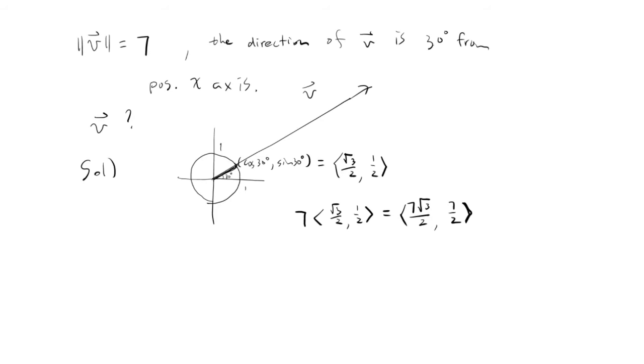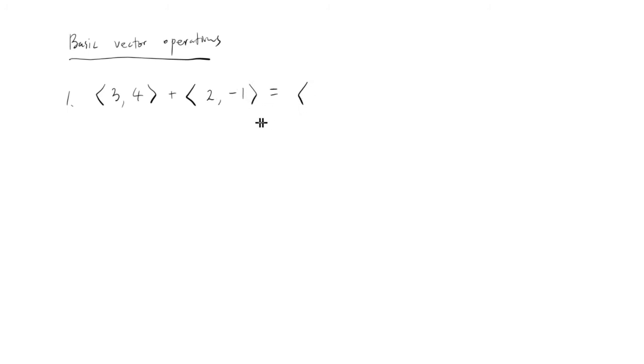Alright, so now let's talk about some properties of the basic vector operations. If you have vectors written as components, you can add two vectors. So let's say 3, 4. You can add to this 2, -1. Then that's this component-wise addition. 3 plus 2 is 5. 4 plus -1 is 3.